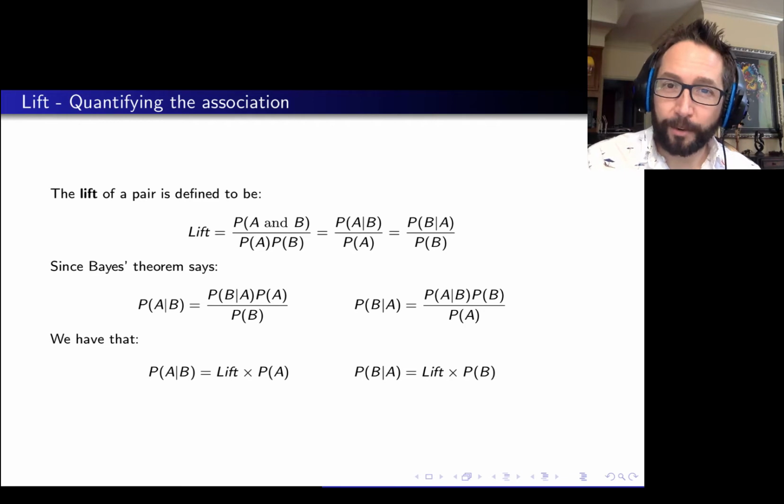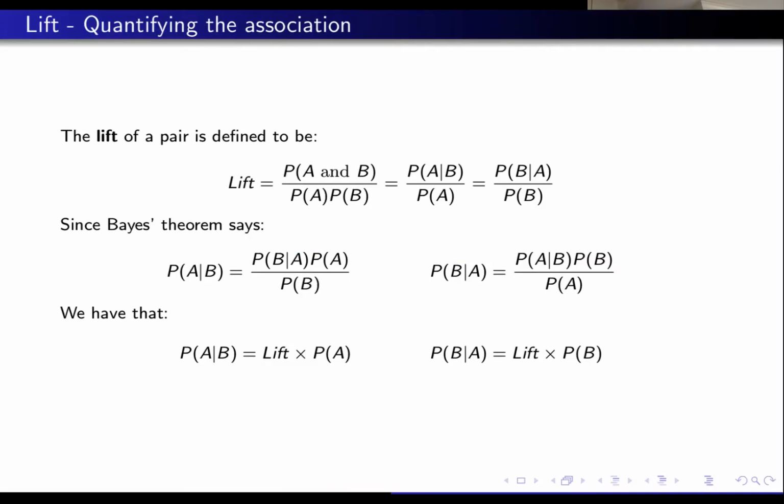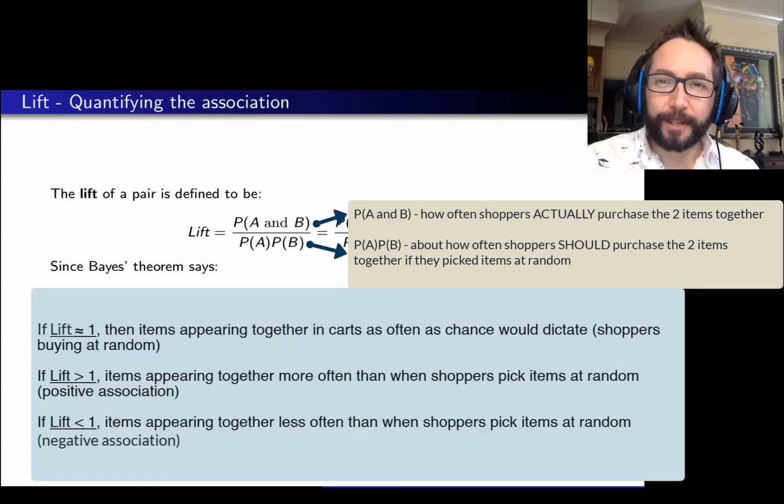So what do we do? Well, we take the probability that A and B occur together in the transactional data, the fraction of carts that have both, and divide it by the product of those two individual probabilities. That's what we're going to find to be the lift of the association rule. And if that lift is right at about 1, that means that the items are appearing in the cart about as often as what we would expect if shoppers were just picking items at random.